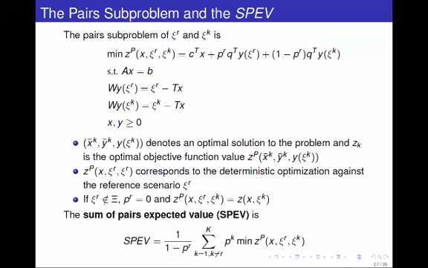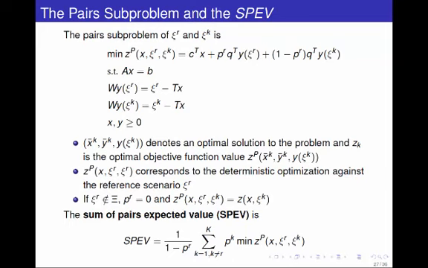And again, a pair subproblem is much easier than the full two-stage stochastic program because the constraint matrix, as opposed to the monster I drew earlier, is going to have two blocks, one for the reference scenario and one block for its pair. And this is manageable if each of these is manageable. Okay. That said, this SPEV will turn out to be very useful. It will give us a bunch of bounds.